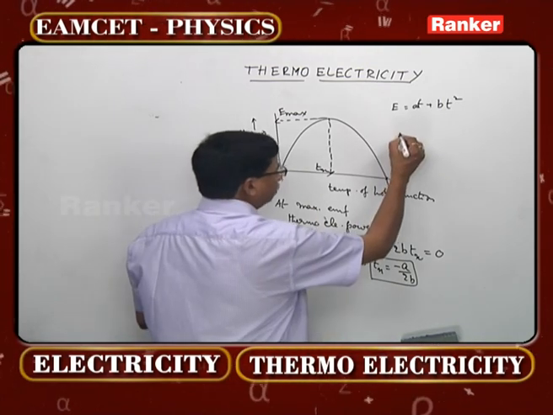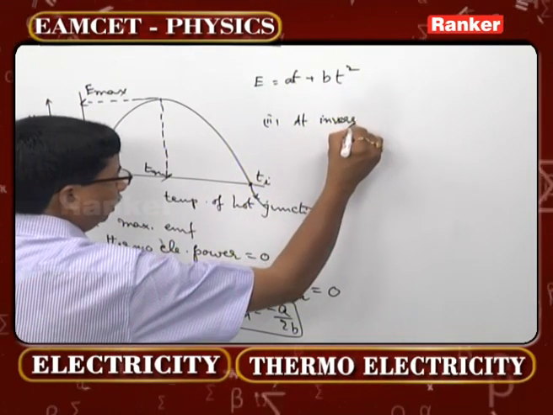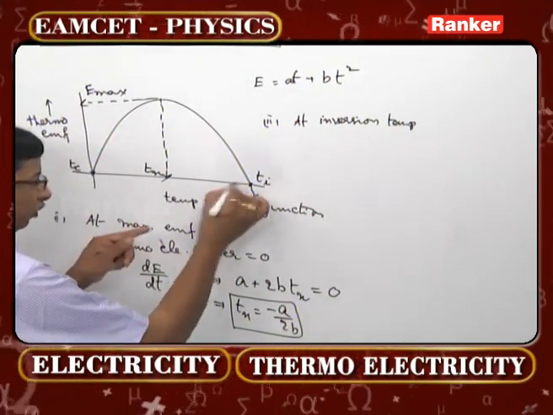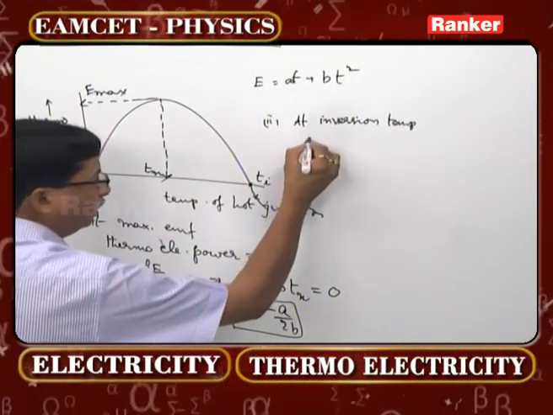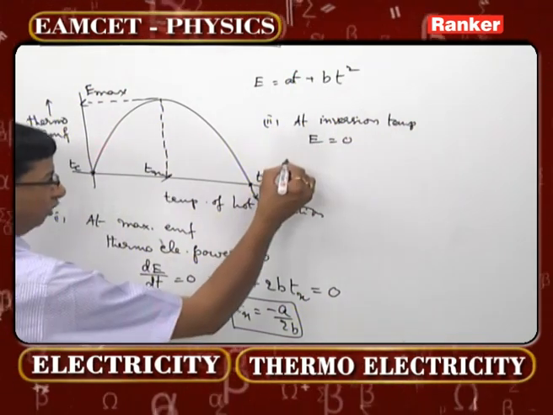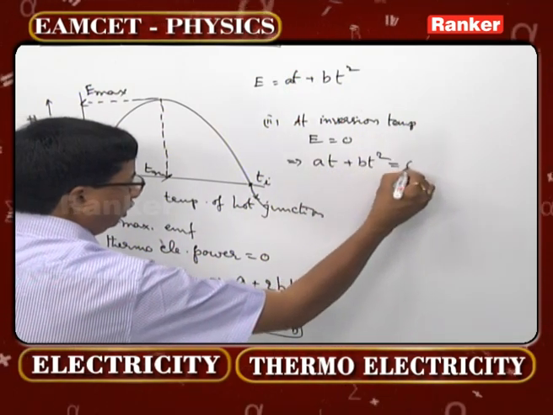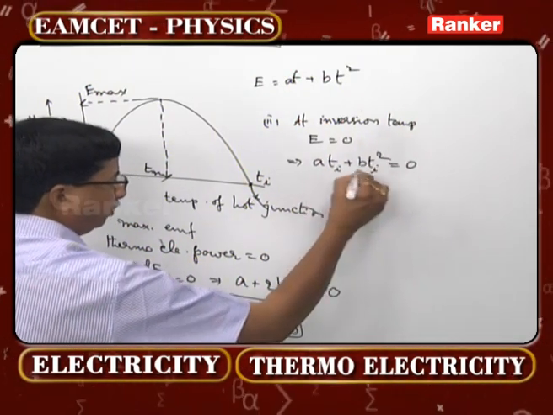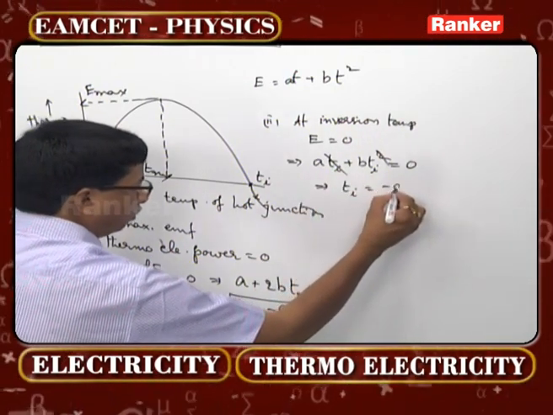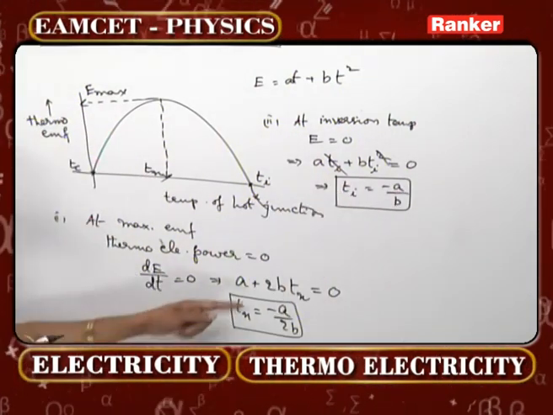And secondly, you can even write this way: at inversion temperature. You can definitely understand inversion temperature is that temperature at which the thermo EMF becomes 0. So at inversion temperature, EMF will be 0. EMF will be 0 means what? AT plus BT square will be 0. This is called inversion temperature. One T you can cancel. So T inversion is equal to minus A by B. This is another formula you have to remember.